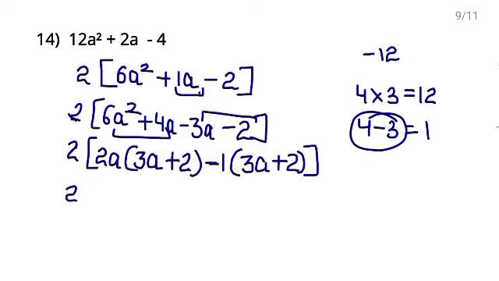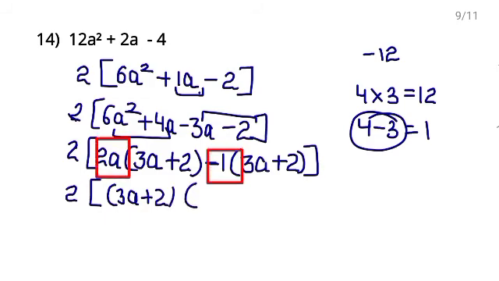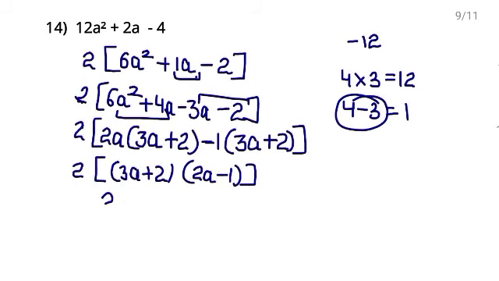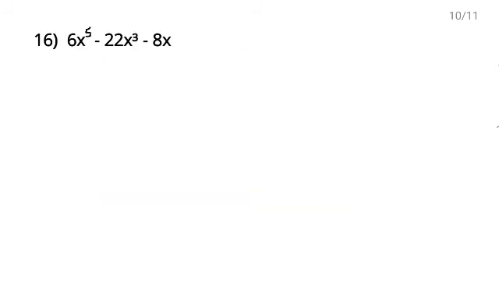So this is 2 as it is. Take 3a plus 2 common. Now you are left with this 2a minus 1, right? So mention it here, 2a minus 1. Now open the square bracket. This becomes 2 into 3a plus 2 into 2a minus 1. This is your answer. Next question, question number 16.